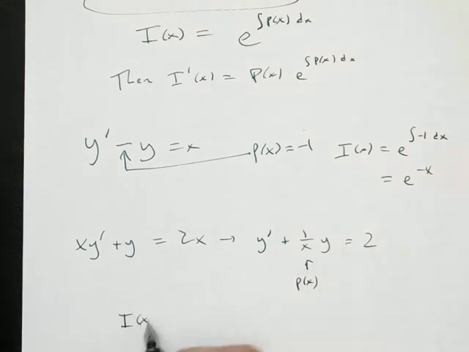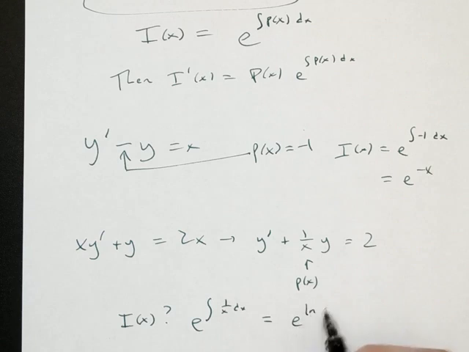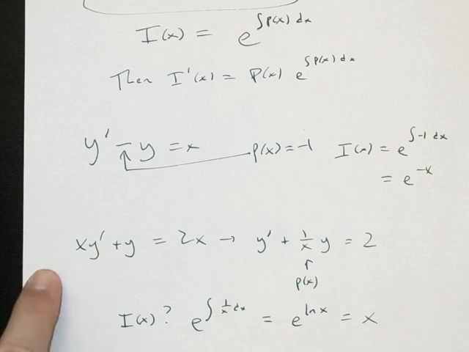If this is p of x, what is my integrating factor? It's e raised to the integral of 1 over x dx. Integral of 1 over x is ln of x. So I get e to the ln of x. What happens when you have e's and ln's together? They cancel right out. My integrating factor is just x. So I multiply by x, and where does that put me? Right back where I started.